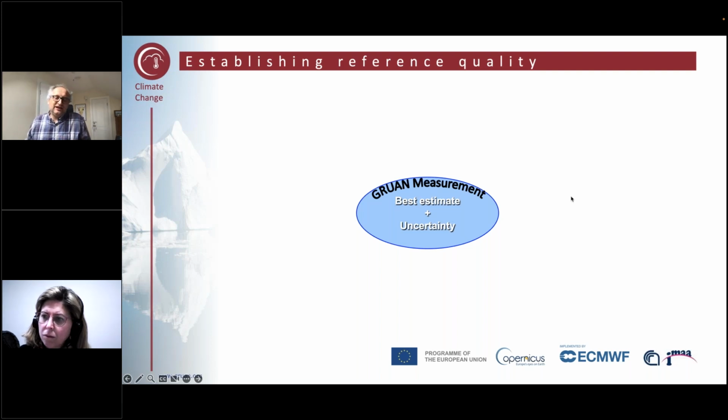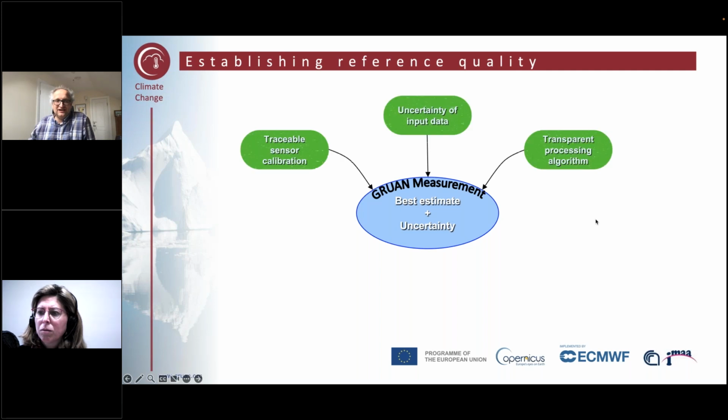So what does it take to establish reference quality? A ground measurement is the best estimate plus the uncertainty. The key thing here is not to just take the ground measurement, use the best estimate and think, well, I'm using a reference quality measurement. You are not using a reference quality measurement unless you in addition use the uncertainty.